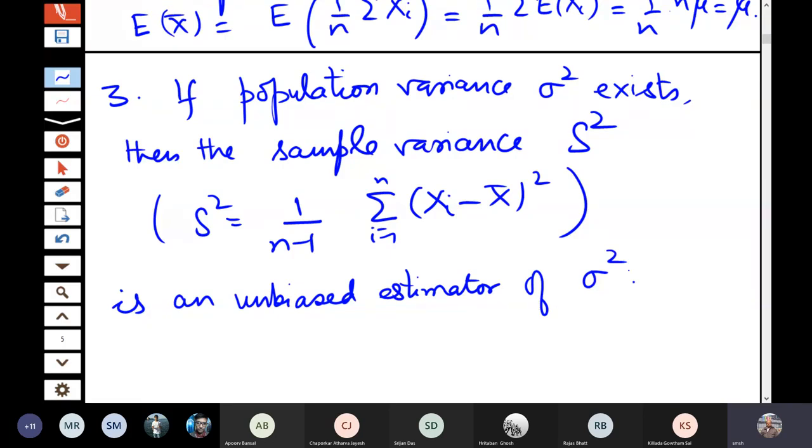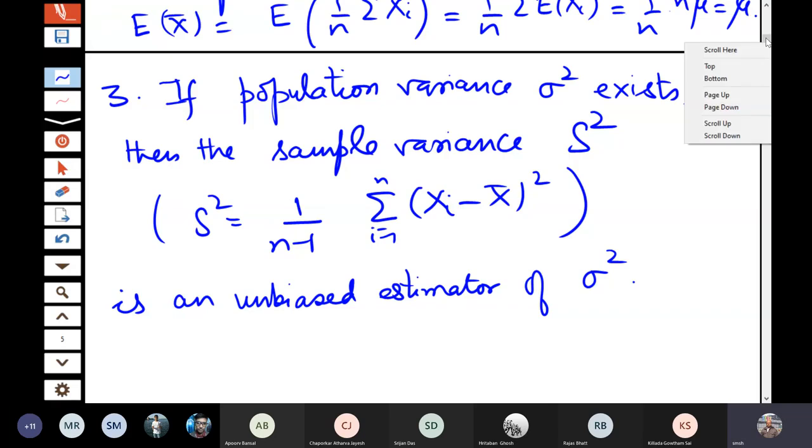So these are some of the standard results, and of course the proofs are almost trivial. You have to just write down the linearity of the expectation. Let me move to the next important property. So what is the next important property?